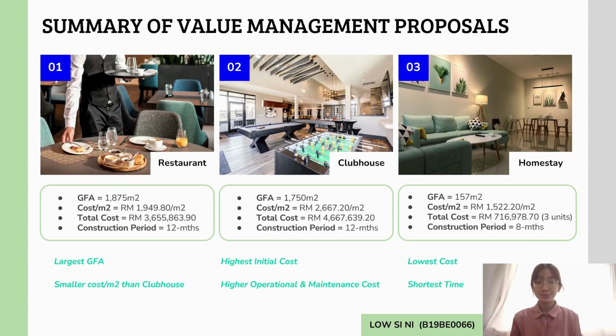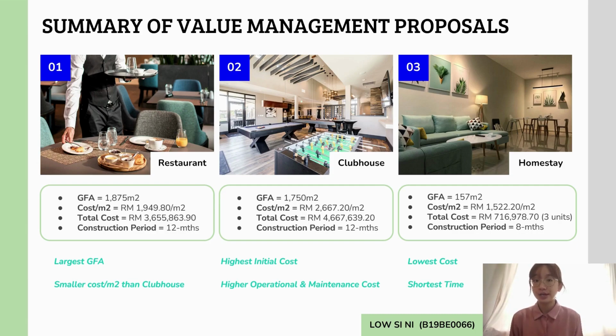Here is our value management team proposal summary. Our team has suggested 3 developments at UTM: first, a single-story restaurant; second, a double-story clubhouse; and third, a 3-unit single-story homestay. The clubhouse has the highest construction cost at 4.6 million, followed by the restaurant at 3.6 million, while the homestay has the lowest cost, less than 1 million for 3 units.